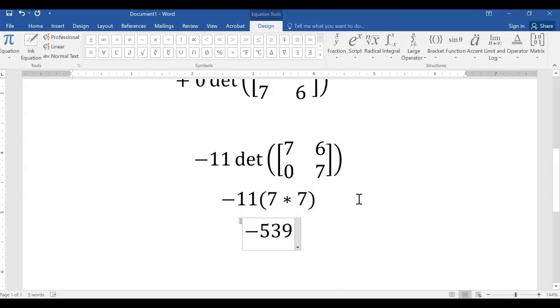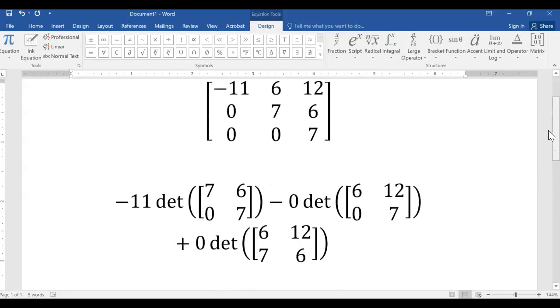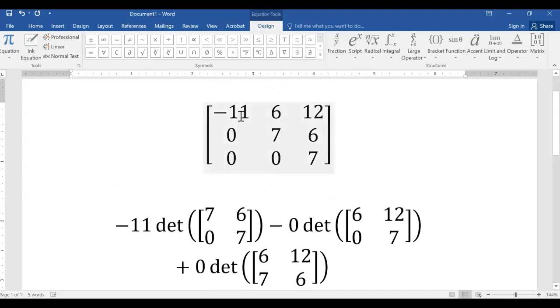Now here's what to take away from this example. Negative 11 times 7 times 7. Those are just my diagonal entries. And this was a special matrix because what kind of a matrix was this? This was what we call an upper triangular matrix. Hopefully you remember that from dealing with upper triangular matrices in the last chapter.